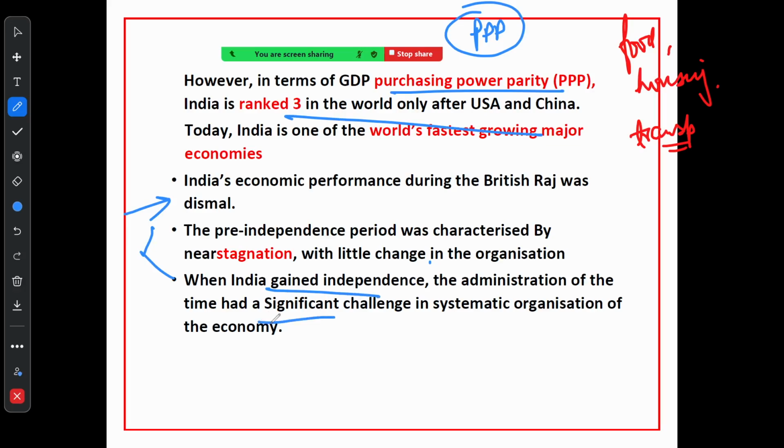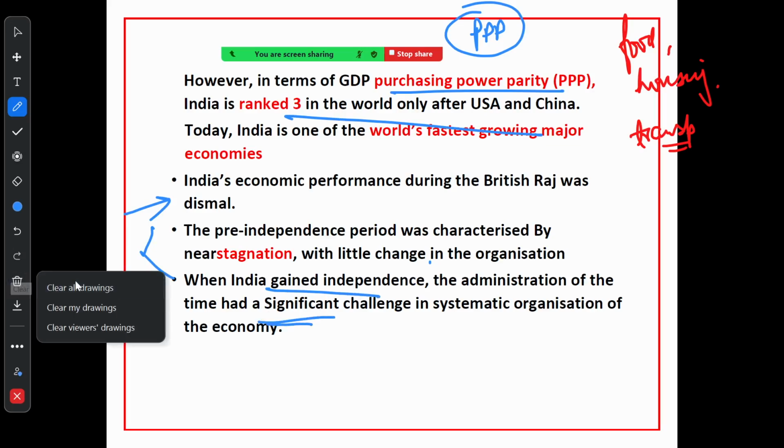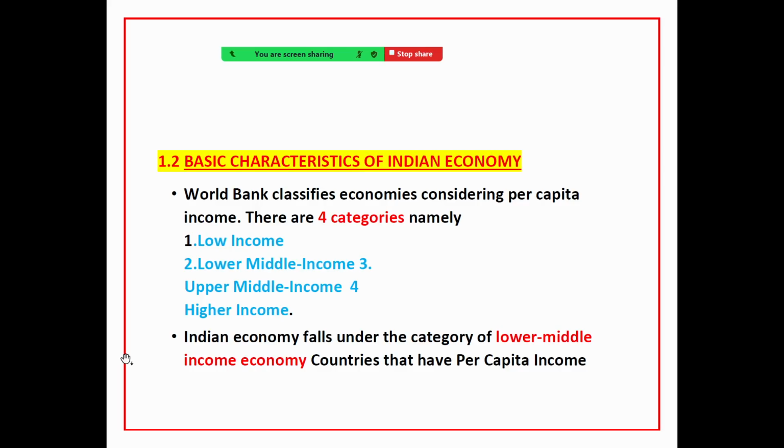Right, you can see all this which I'm explaining is written here. Let's move to the next slide. The next slide is regarding the basic characteristics of the Indian economy. See, suppose how rich is a country? This is a pertinent question.